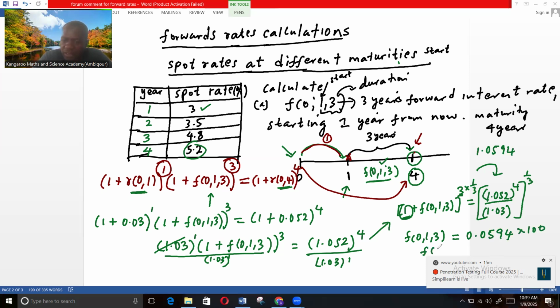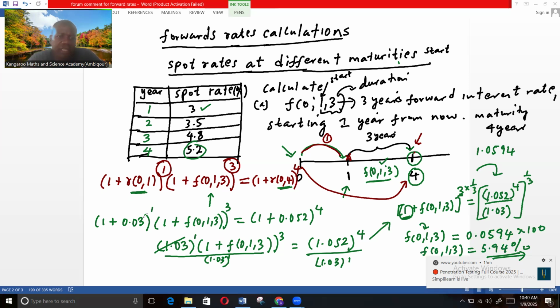So the 3 year forward interest rate, which starts 1 year from now, will be 5.94%, if I'm not mistaken. So this is how we actually determine it. It becomes easier when you are using a timeline. If you construct a timeline, then it will be easier for you to understand that. So it's very important to know that.